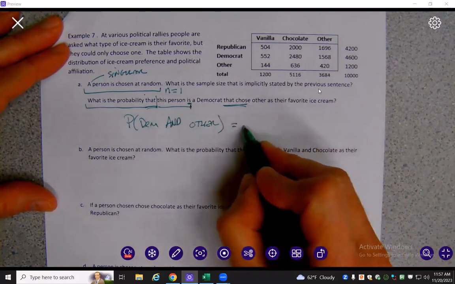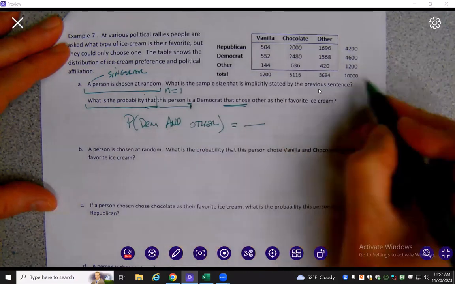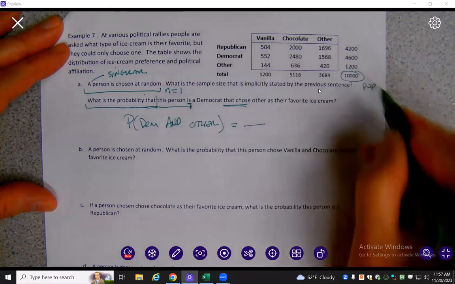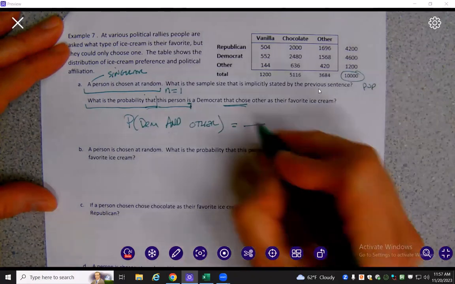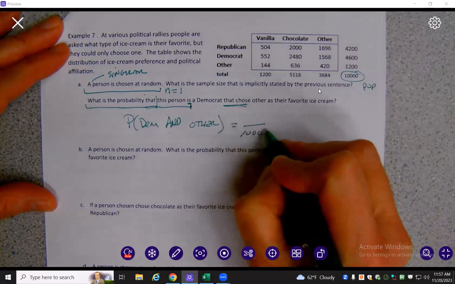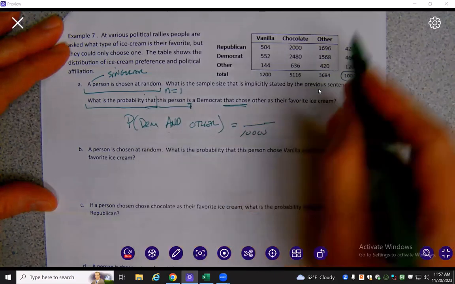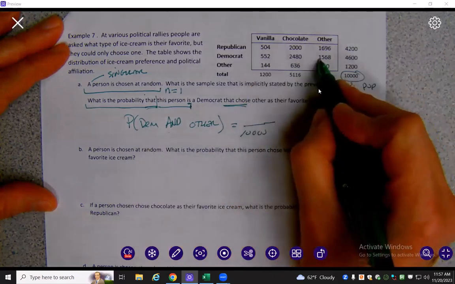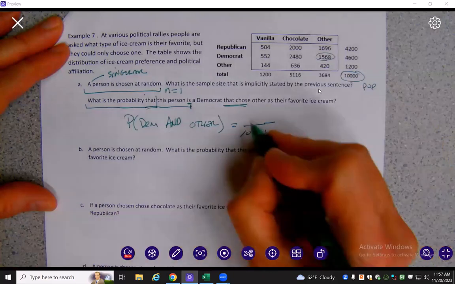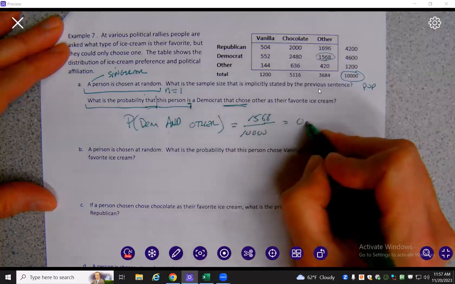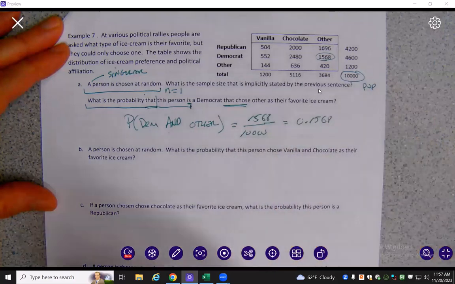So Democrat and other, that means that I'm sampling from all 10,000. My population is all 10,000, and this has given me no indication that I'm choosing something else. So this is choosing from all 10,000 participants. Democrat and other is the 1568 right here. So you see this is 1568 out of 10,000, which is my decimal. Okay.